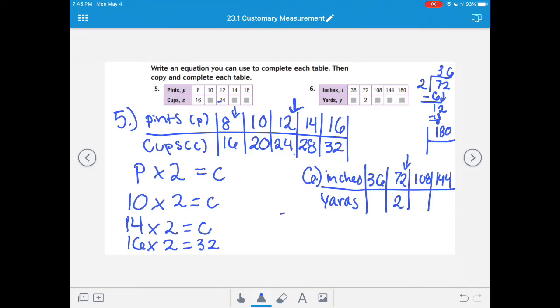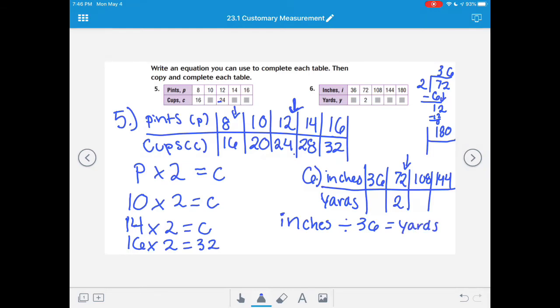So for my equation, I'm having inches divided by 36 equals yards.